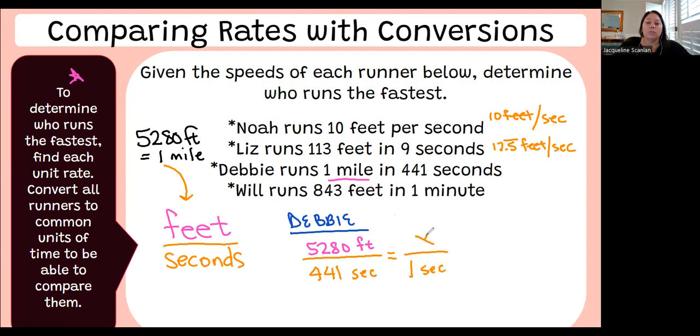Okay, and again, I have 2 choices. I could do cross products, or I could simply divide. So to get from 441 to 1, I'm going to divide that by 441. And whatever I do to the bottom, I'm going to do to the top.